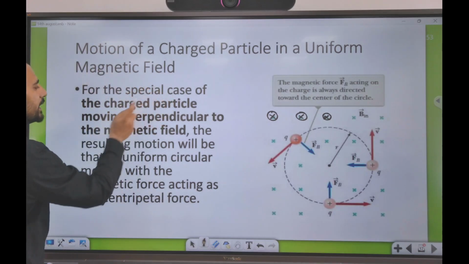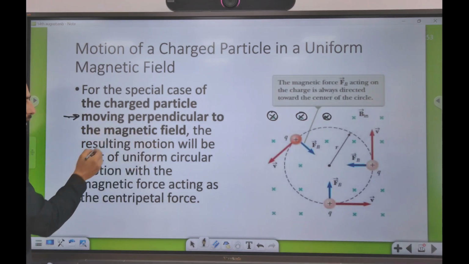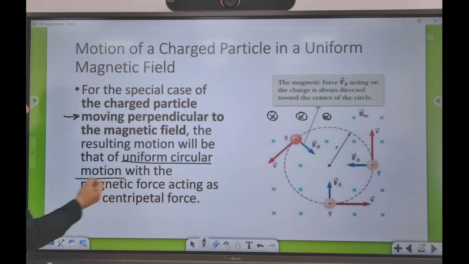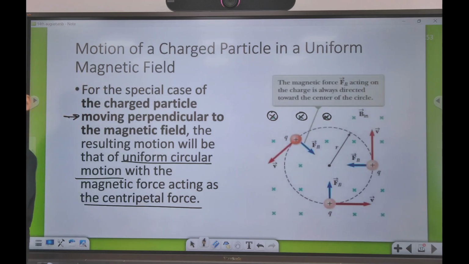For a special case of the charged particle moving perpendicular to the magnetic field, the resulting motion will be that of a uniform circular motion. Very important. It will be a uniform circular motion with the magnetic force acting as the centripetal force. So what is happening? Let me show you.